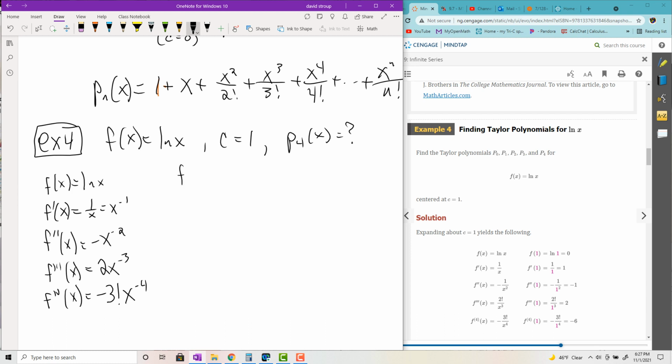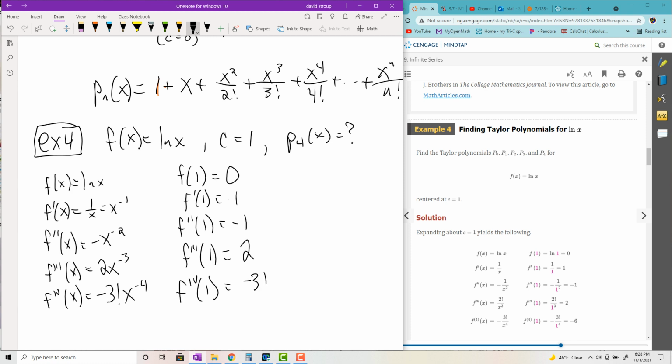Then all you have to do is evaluate these guys at the center. ln of 1 is 0. 1 to the -1 is 1. -1 to the -2 is -1. This will be 2. This will be -3 factorial.